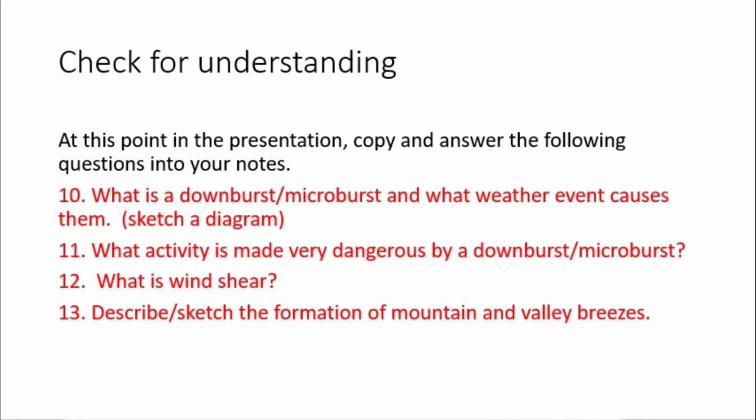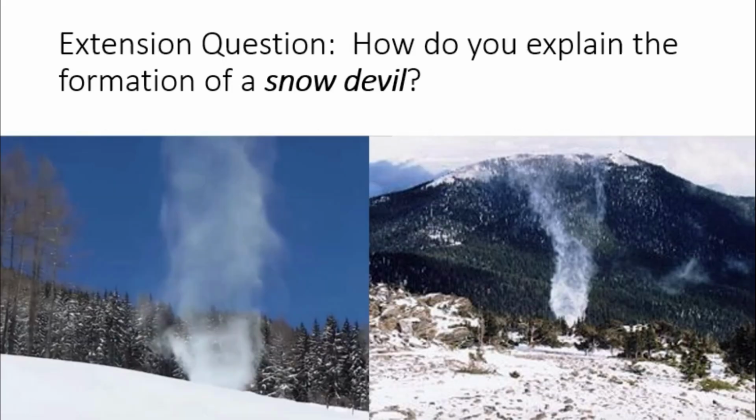All right, so your final check for understanding. At this point, you should have this in your notes. What is a downburst or microburst, and what weather event is associated with it? And you should sketch that little diagram of how it happens, and the shape or pattern that the wind takes from a microburst. Now, what activity was mentioned here that was really super dangerous that you really don't want to do during a downburst or microburst? Define what wind shear is. And finally, you should have that description of mountain and valley breezes.